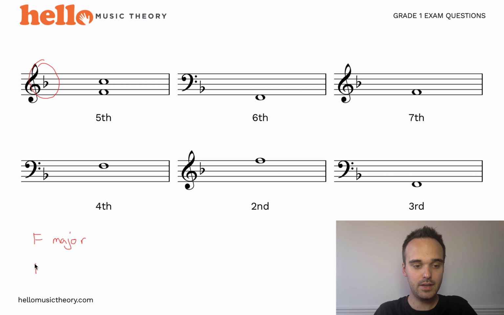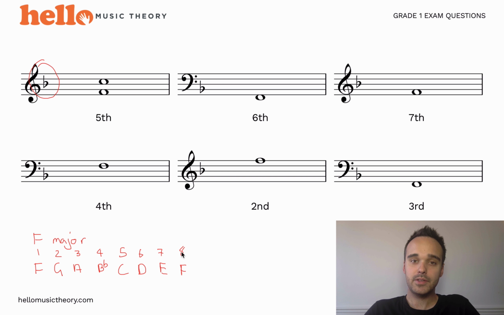So the key of F major starts on an F, and we've got a G, an A, and it's got one flat, which is here, the B flat. Then we've got C, D, E, and lastly an F. And I'm just going to number these as well. So we've got 1, 2, 3, 4, 5, 6, 7, and lastly the octave above, the 8th. So this will make it a lot easier when we come to do these questions.